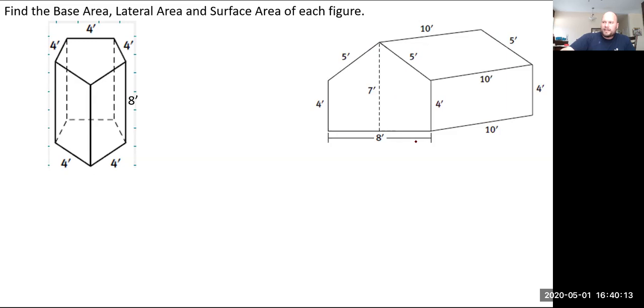You have a pentagon as your base. It's a prism, so you have a pentagonal prism, just like we had over here. This is not a regular pentagonal prism, but it is still a pentagonal prism because the pentagon is the base. The front and the back would be the bases on this one.